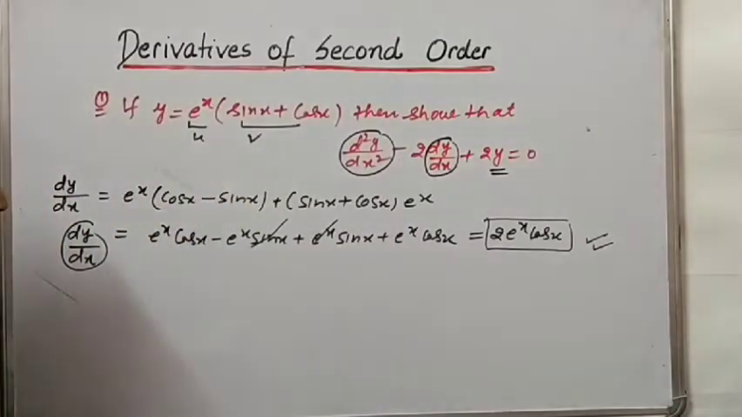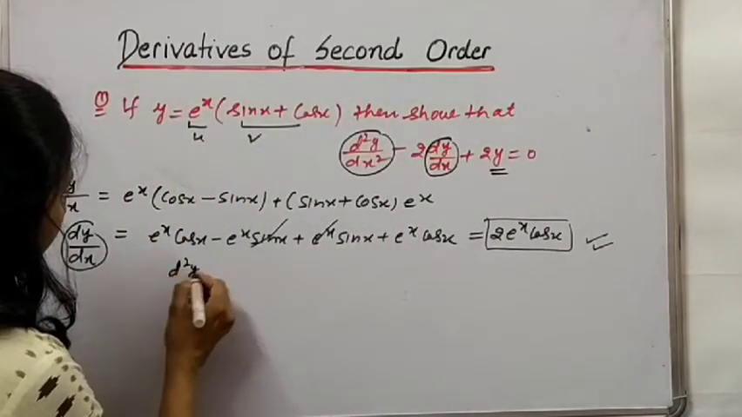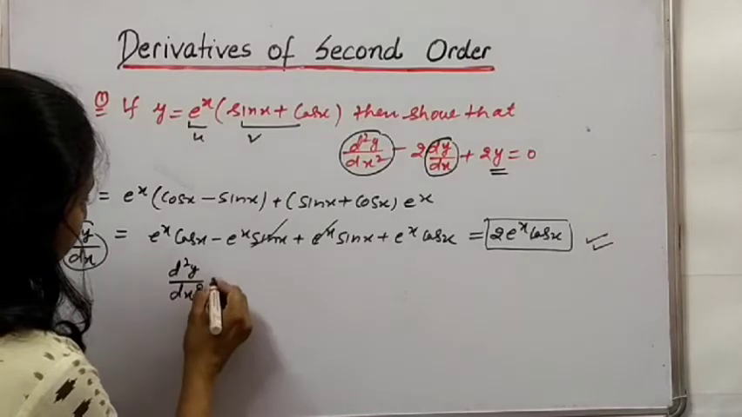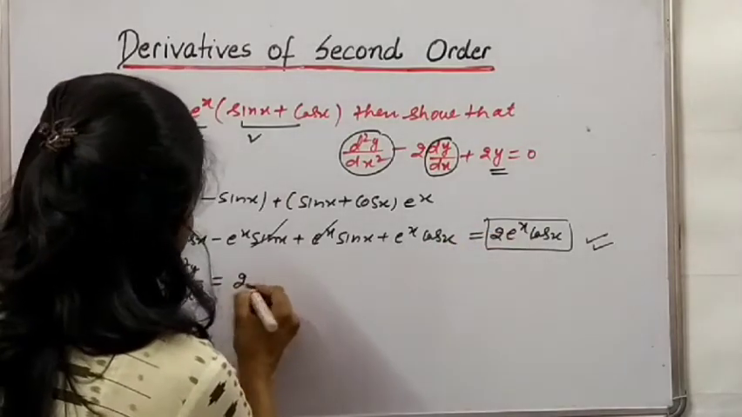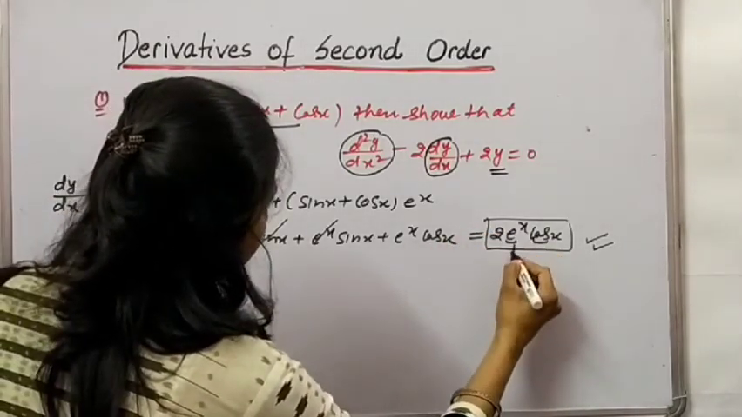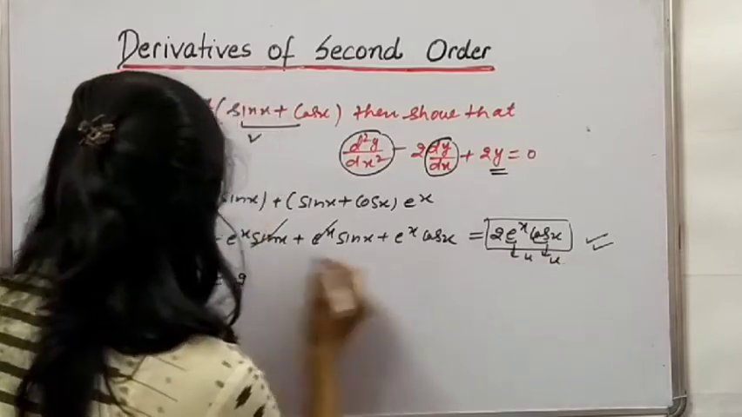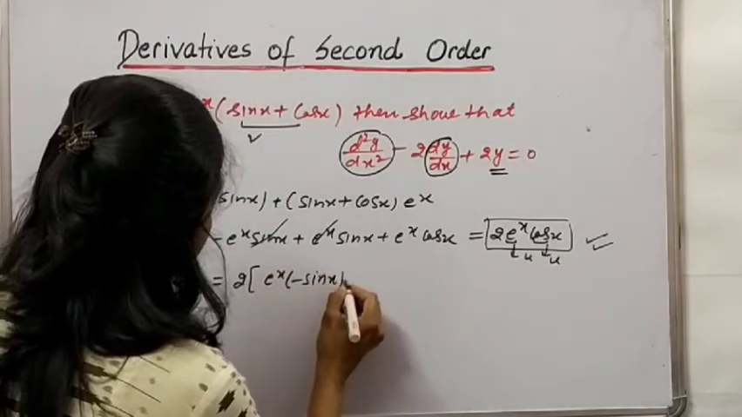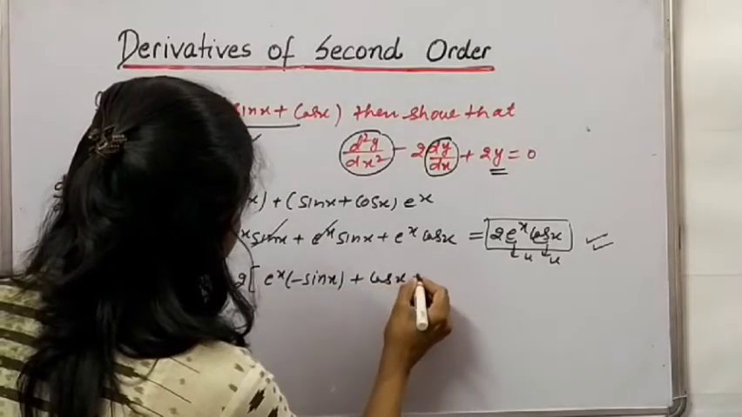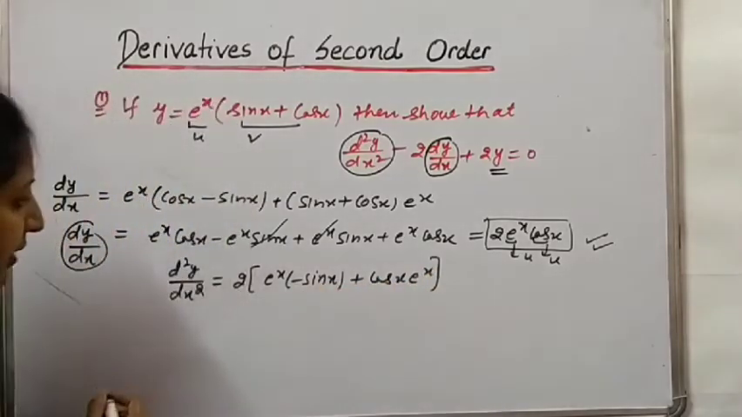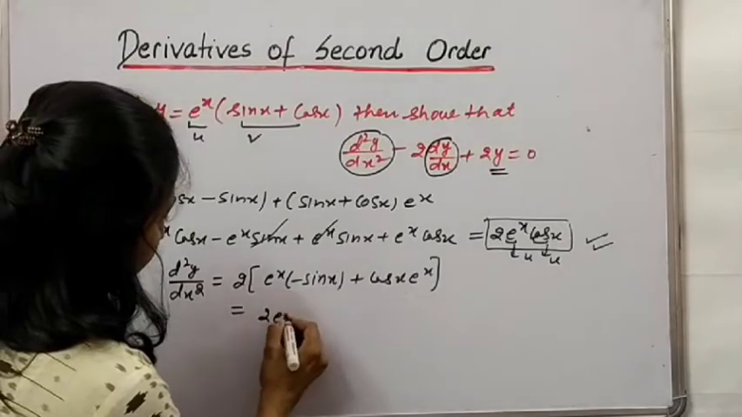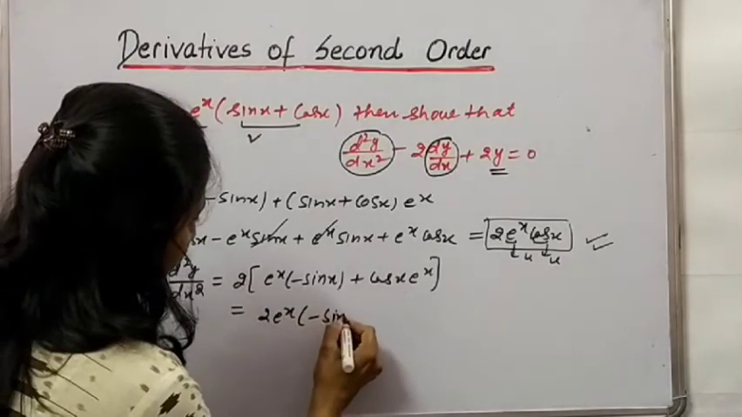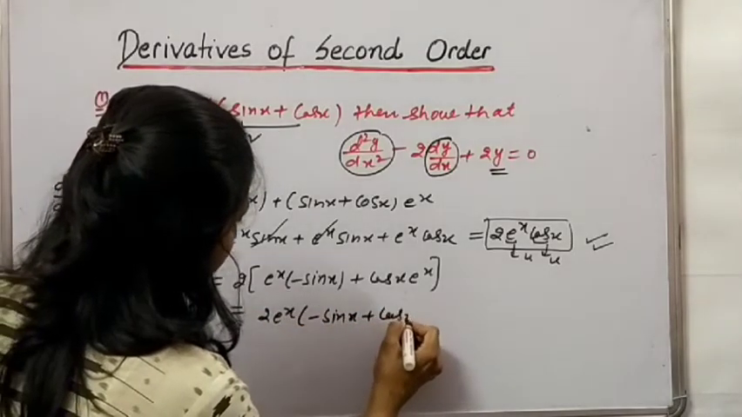Now again differentiate it with respect to x in order to find the second order derivative. So 2, and now we will apply the UV rule. So first of all e raised to power x, then the derivative of cos x, minus sin x, plus cos x, and then the derivative of e raised to power x. Here we will take common e raised to power x, and after taking common we will get minus sin x plus cos x.